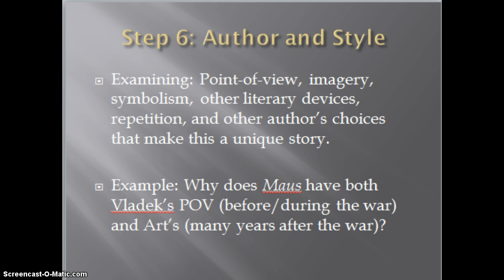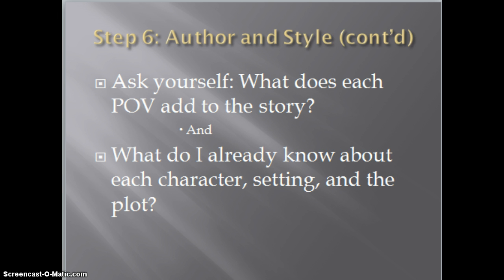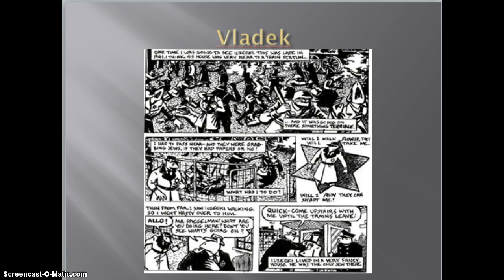For example, why Maus is told from the author's point of view, and also, of course, Vladek's point of view, since it's his story. So what does each point of view add to the story? What's not directly stated about it? And what do I already know about the character, the setting, and the plot? Because clearly those are going to give us some clues.